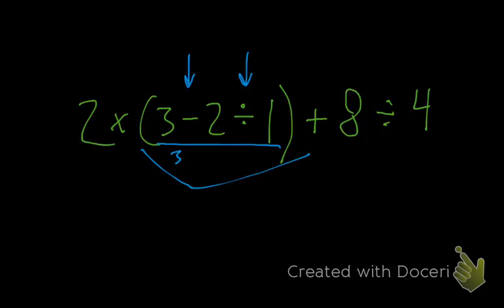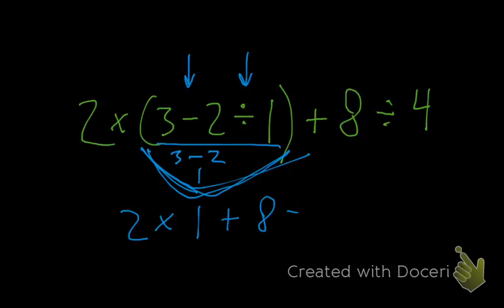So this now becomes 3 minus, what's 2 divided by 1? 2. Okay, and 3 minus 2 now is 1. And so this whole parentheses becomes 1. So I'm going to rewrite this now. 2 times 1 plus 8 divided by 4. Please excuse my dear Aunt Sally. My dear. Multiplication and division come before the addition. So we got to do this first and this first.